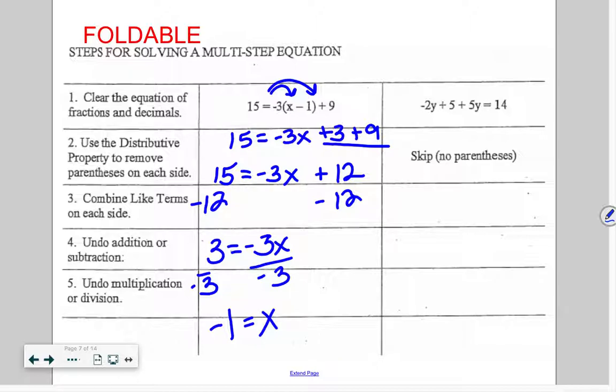In this next one, negative 2y plus 5 plus 5y. There's no fractions or decimals, so we don't have to worry about doing that. There's no parentheses, so we don't have to worry about using the distributive property. However, we do have like terms, so we need to join those like terms. What's a negative 2y plus a positive 5y? And then the plus 5 doesn't get joined with anything on the left, correct? That's going to equal the 14 on the right. So all we're doing is just combining like terms here.